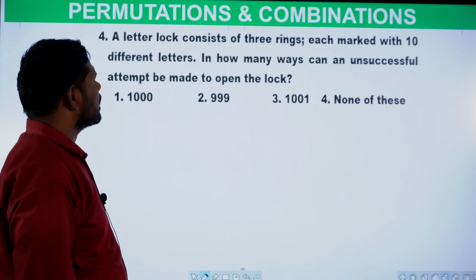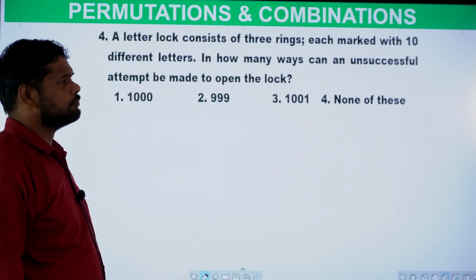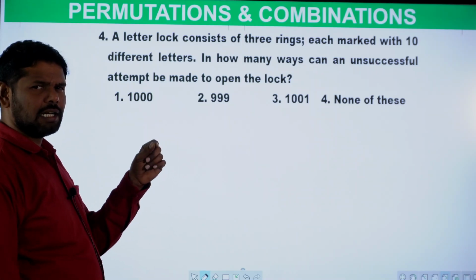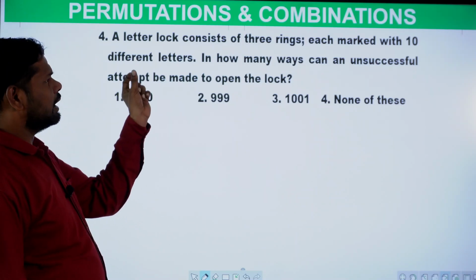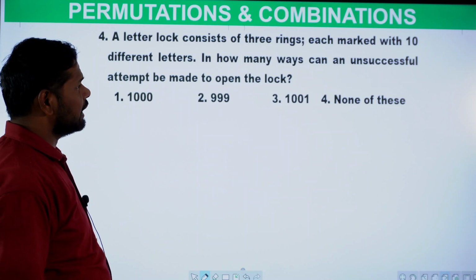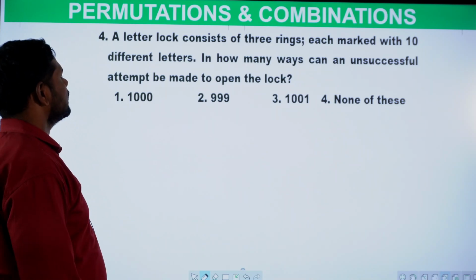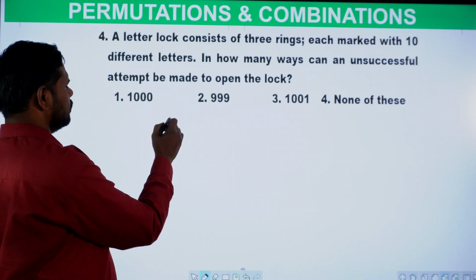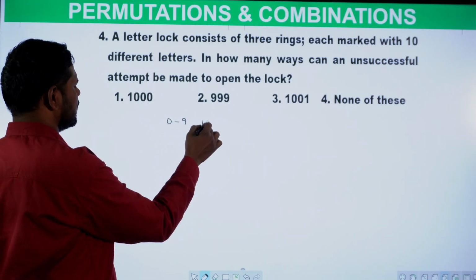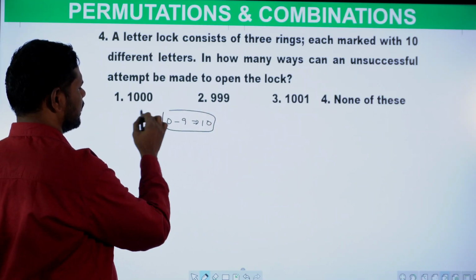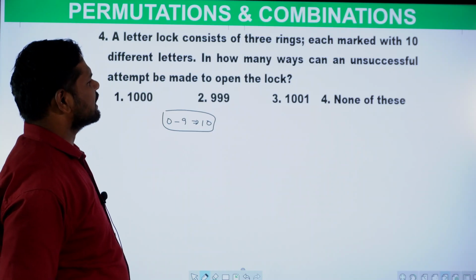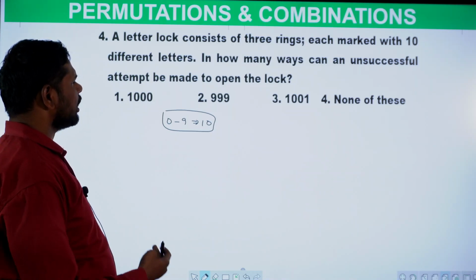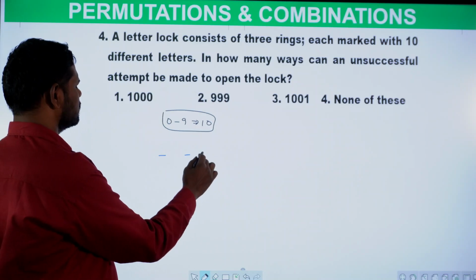A letter lock consists of three rings. Right, a letter lock, I mean, for suitcases and a cycle lock. That type of letter lock consists of three rings, each marked with 10 different letters. So 10 different letters, in general 0 to 9 digits, 10 digits actually. Here, 10 different letters. Okay. In how many ways can an unsuccessful attempt be made to open the lock?